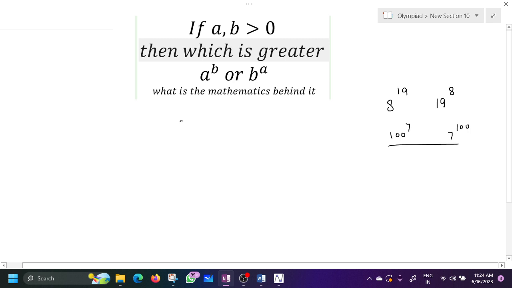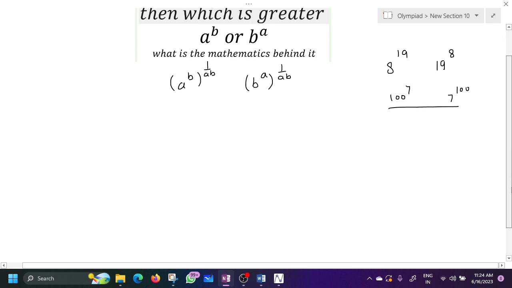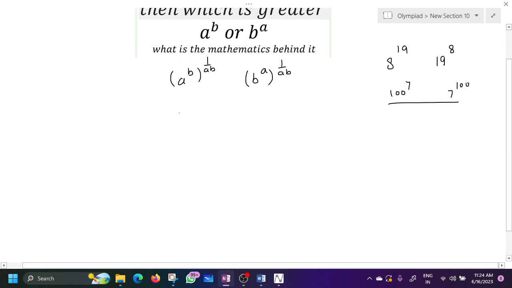We have a number a raised to the power b and we have b raised to the power a. So we can do one thing here, we can raise to the power 1 by ab on both sides. Since a and b are greater than 0, we can do that. So now the quantity will become a raised to the power 1 by a here and b raised to the power 1 by b here. So now the equation is reduced to this form.